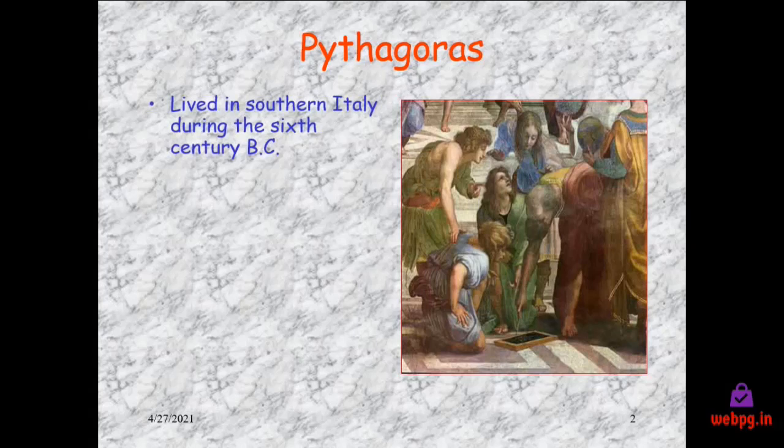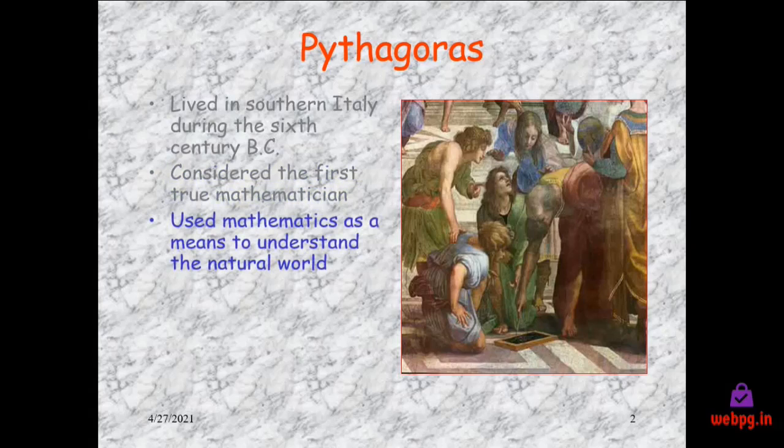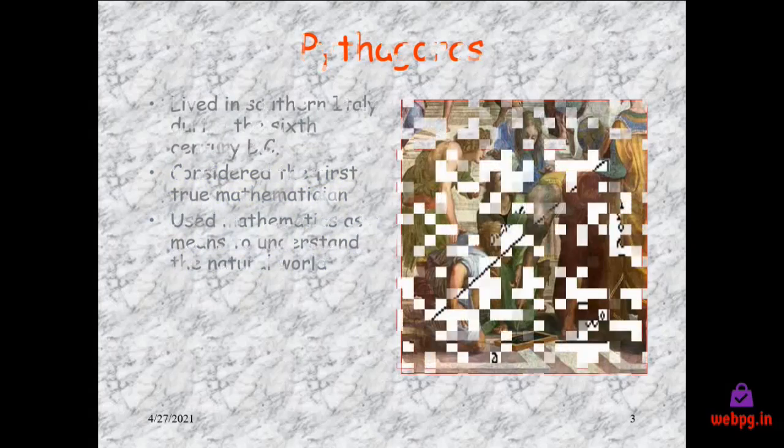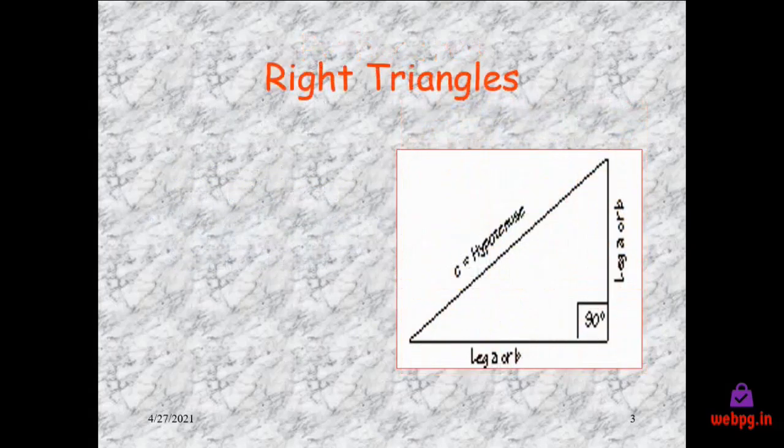He was one of the famous mathematicians, known even in current days. He is considered one of the first true mathematicians, and he used mathematics as a means to understand the natural world. He also gave the concept of the earth revolving around the sun, but let's not consider that now. And he developed these things.